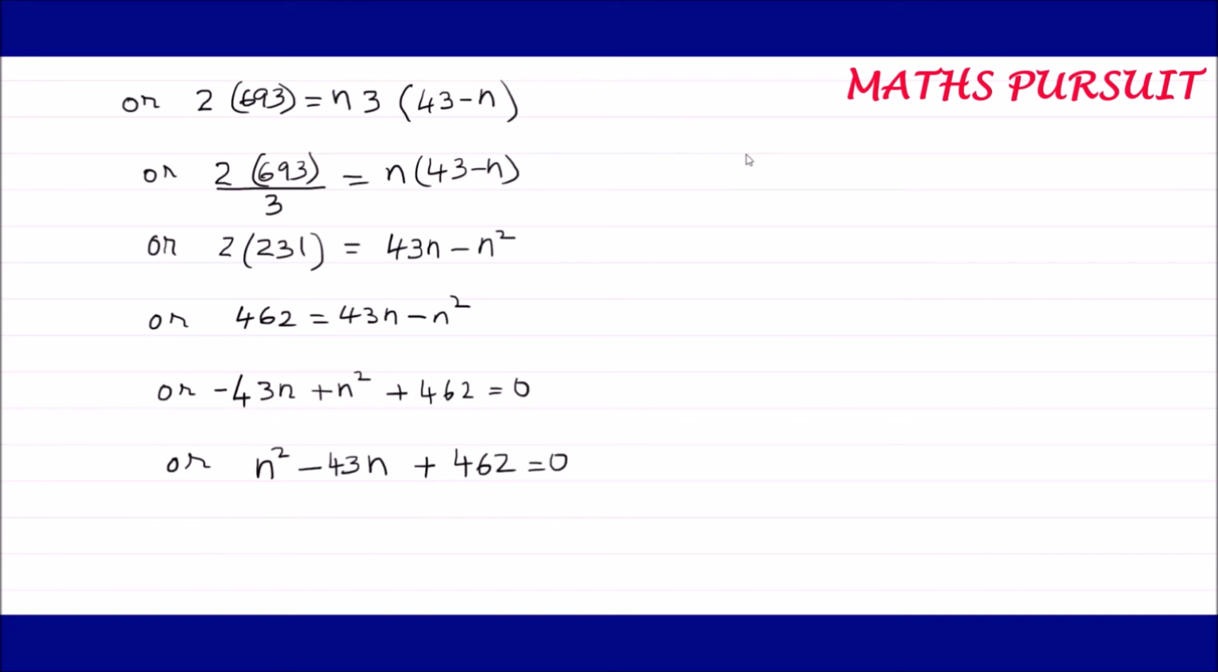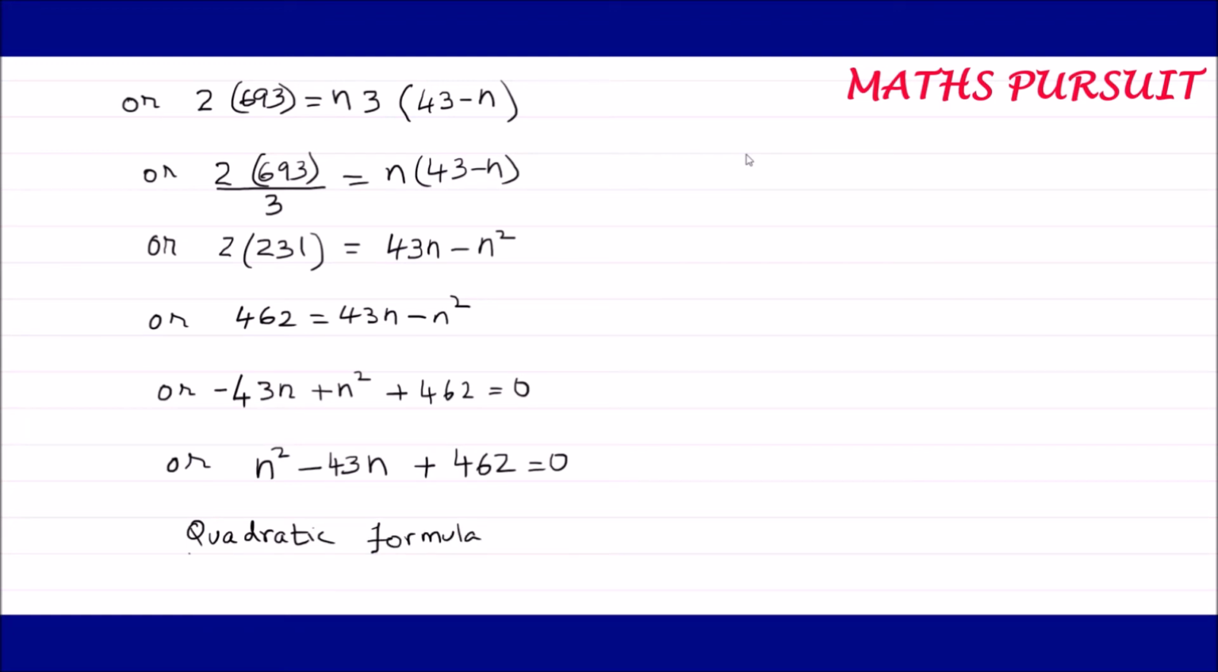Guys, you could see that we got a quadratic equation, and this quadratic equation is n to the power 2 minus 43n plus 462 is equal to 0. Now guys, I will just use the quadratic formula to solve this quadratic equation. So I will just use the quadratic formula method.